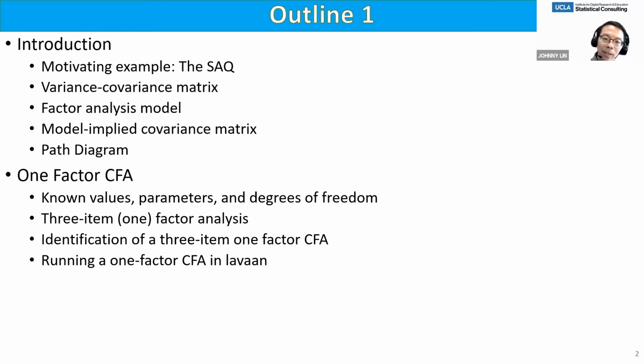So the basic CFA is a 3-item CFA. And how do you identify that? I'll talk about that later, because you can't just run that CFA, since you have something called a latent variable, which is a factor. So it's not like a regression where everything's identified. You have to fix something to be identified in CFA, and I'll show you how to do that. And then I'll show you how to run that CFA in lavaan.